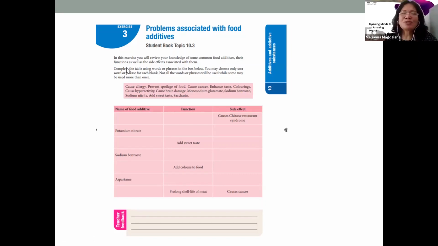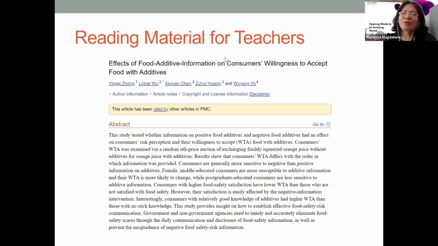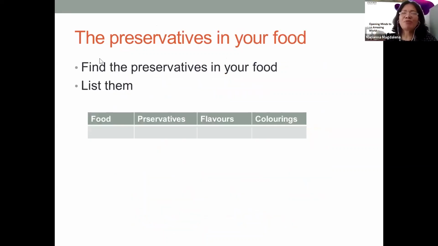And also, because you have to develop your knowledge, you can, let's say, read one journal: The effects of food additive information on consumer willingness to accept food with additives. You can read this journal, and it's also part of the lesson: how food additive information can shape people's perception, people's thinking about food with additives.